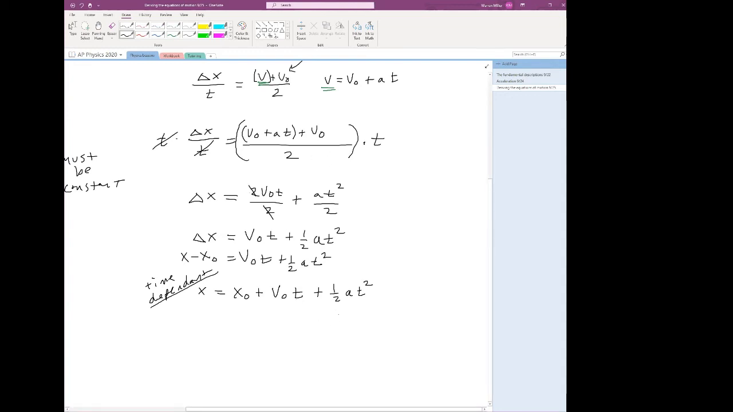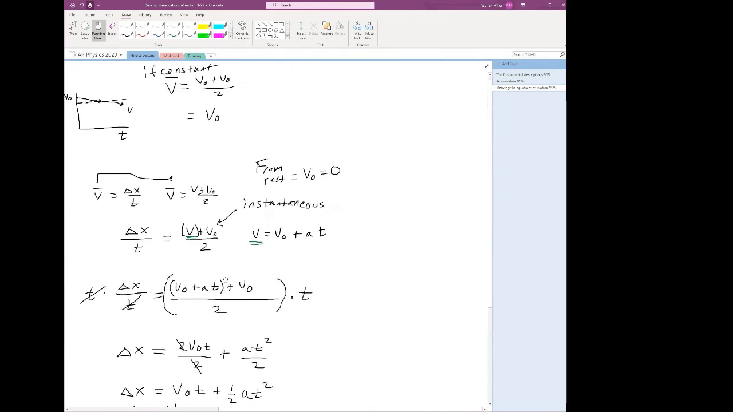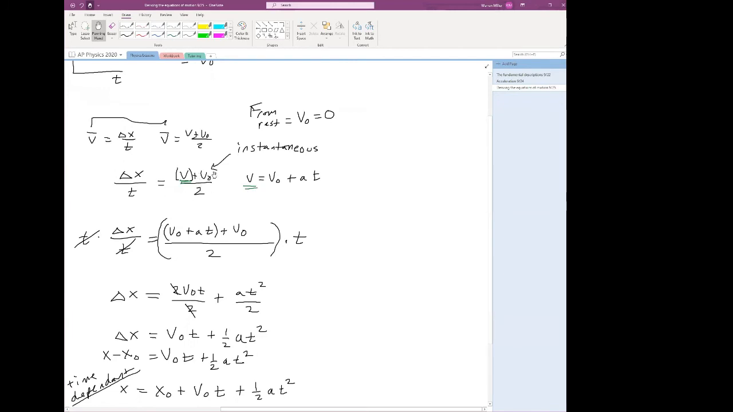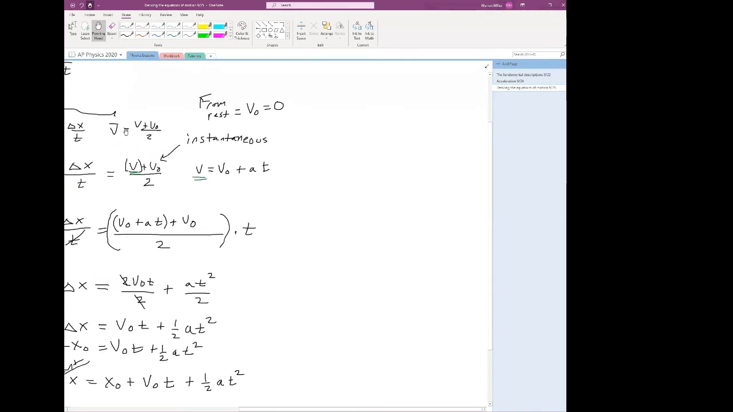But sometimes you want an equation that doesn't have time. Maybe I don't want to deal with the time at all, like they don't give me the time in the problem. So in that situation, we're going to do exactly the same thing again. I like to always start from the same root. There's a lot of different ways to do this derivation. I like this particular way because I always start from the same thing.